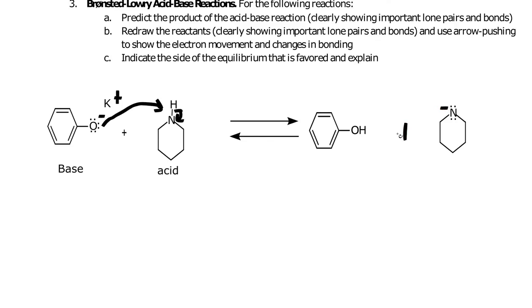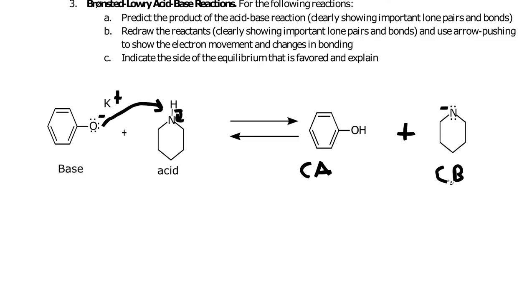So let me just put a plus here to indicate our reaction. So what is our conjugate acid? Our conjugate acid is the molecule that gained the proton. So this is our conjugate acid. The molecule that lost the proton is our conjugate base.